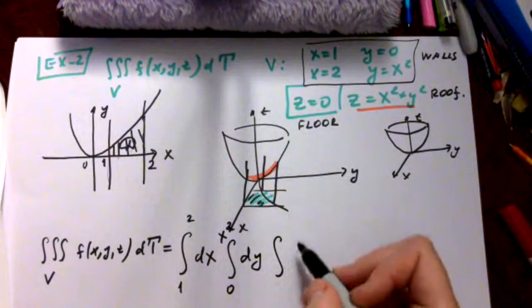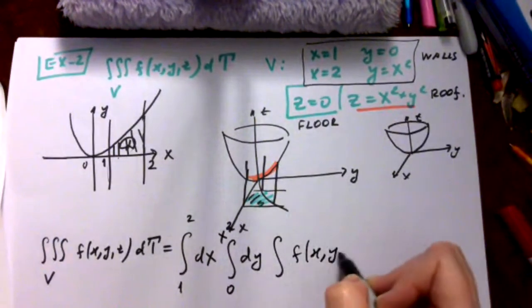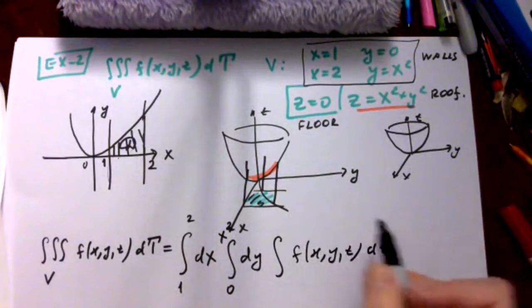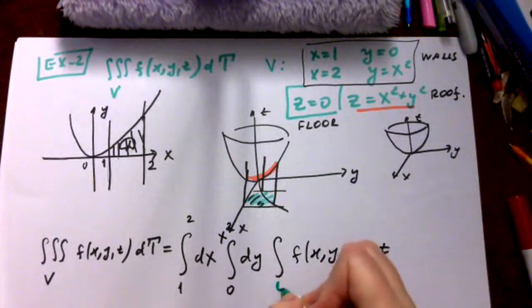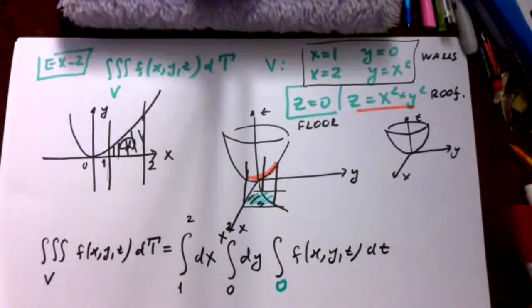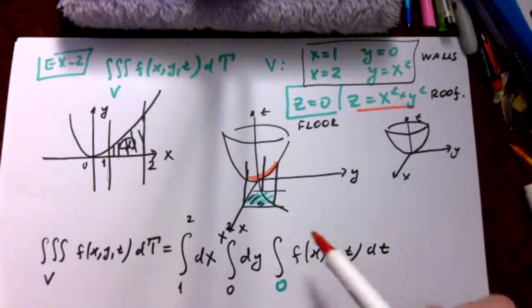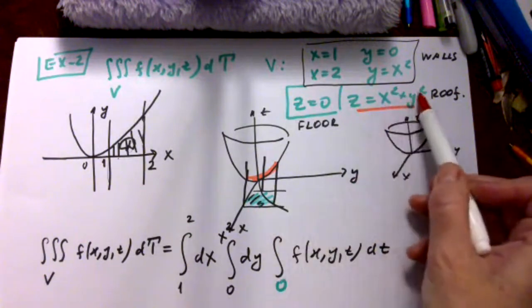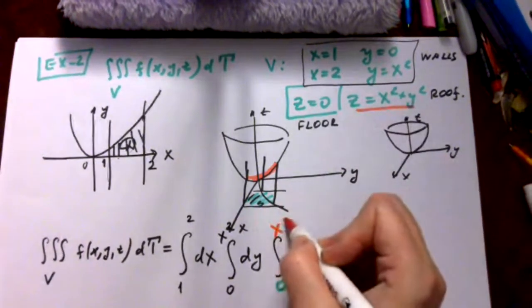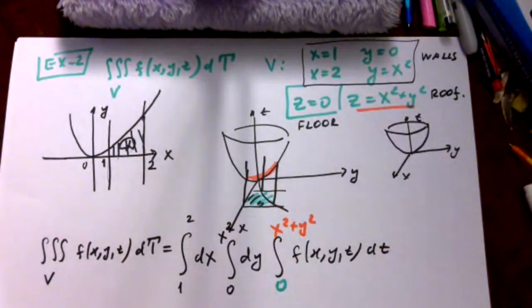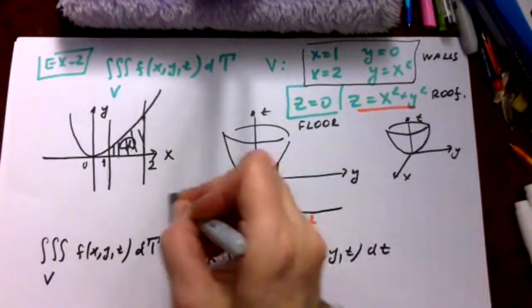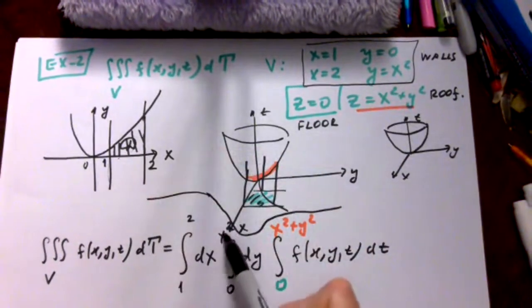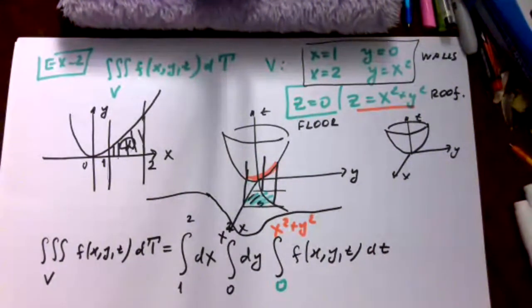And finally, to be able to write the third integral, we need to do what? We need to look at the roof. So the floor should be the lower limit of our integration, and the roof should be the upper limit. It has the equation x squared plus y squared. So I put it here, x squared plus y squared. Sorry, I made a little bit of mess here. So I need to draw this boundary here. So this is from 0 to x squared.